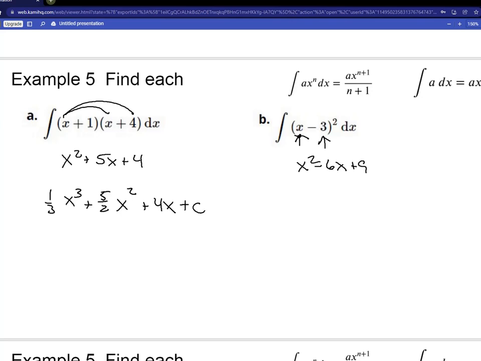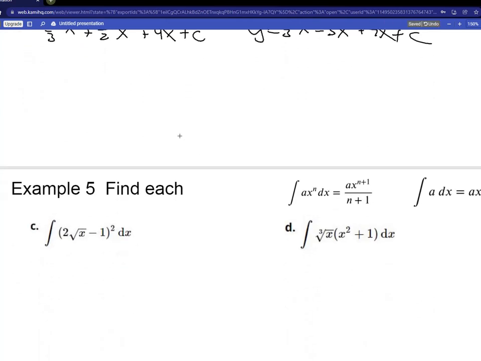All right. So now let's integrate that. So that'll give you 1/3 x cubed, and then minus 3x squared, and plus 9x. Right. Plus c. Okay, that's awesome.